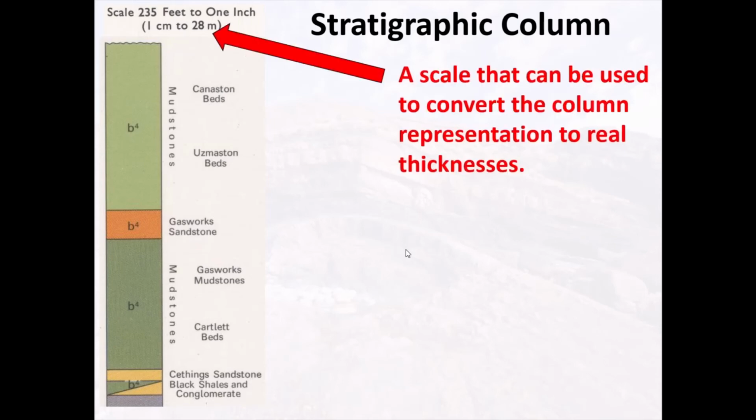The first key feature is that it has a scale which can be used to convert the representation of rocks on the column to real thicknesses in the area. So for example, the reason that these rectangles on this particular stratigraphic column are different sizes is because these units are different thicknesses in the map area. So B4, if you could measure this thickness on the geological map, and use the scale factor, you could get an estimate of how thick that unit is in real life in the map area.